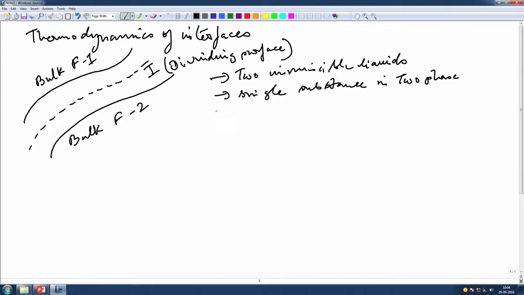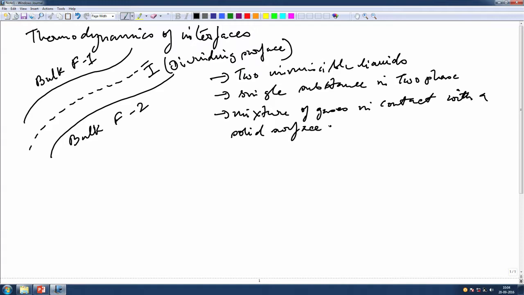Okay. It could be also a mixture of gases, say for example mixture of gases in contact with a solid surface. It could be something like that also. It could be a chemical reacting interface. That means bulk fluid 1 could be the oxidizer, bulk fluid 2 could be the products. In that particular case, this interfacial region therefore becomes what we call the reaction zone. Okay. So, there are multiple such possibilities that can happen, right.